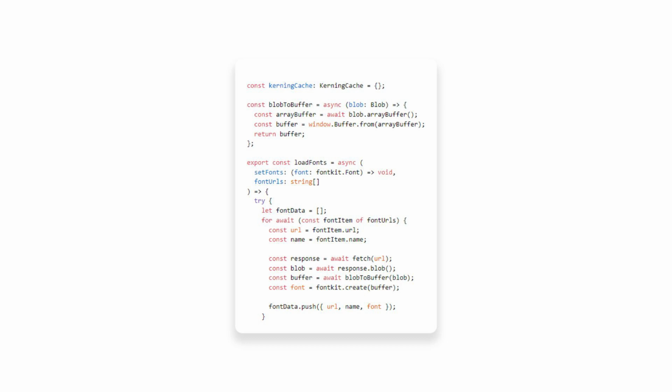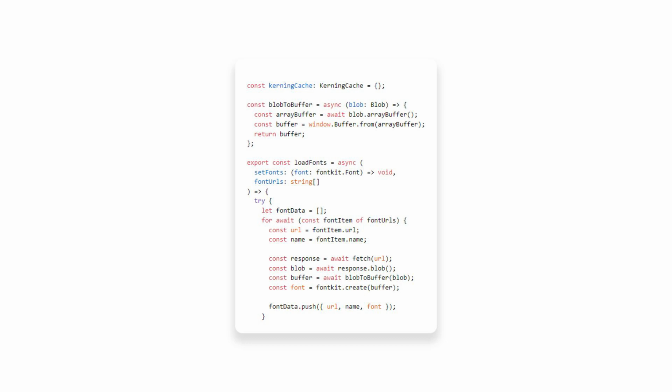3. Loading fonts. The load fonts function is an asynchronous function that takes two parameters, a callback function, setFonts, to handle the loaded font, and an array of font URLs. Inside the function, a try block initializes an empty font data array. It iterates over each font item in font URLs using for await, allowing asynchronous handling of each URL.